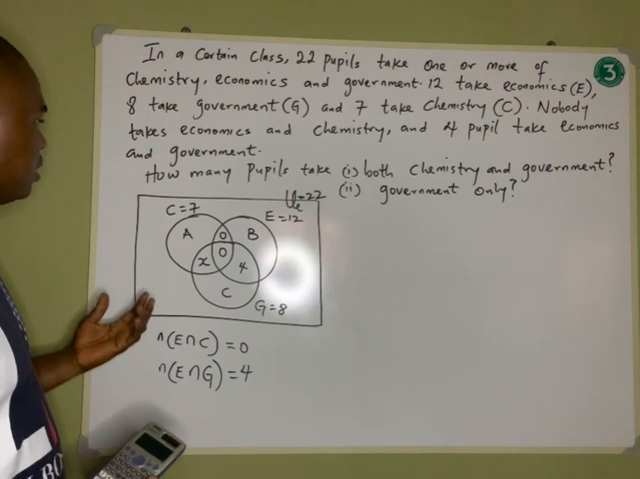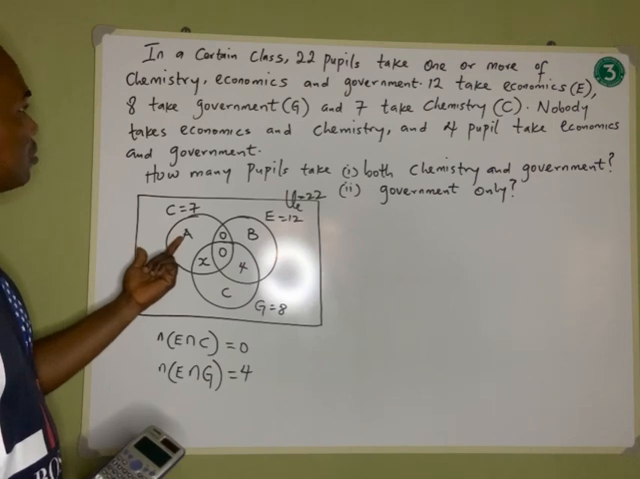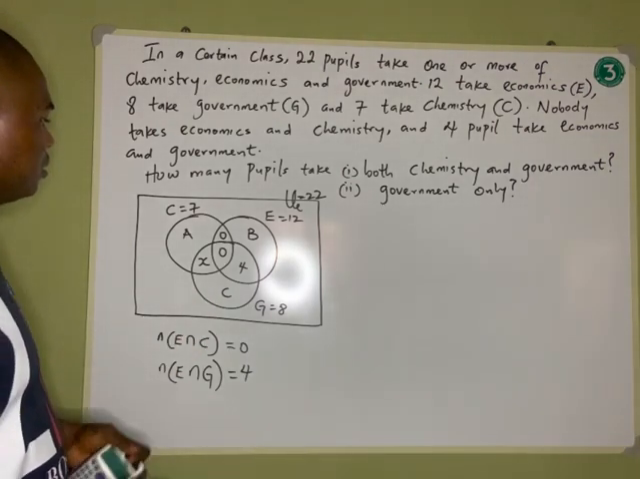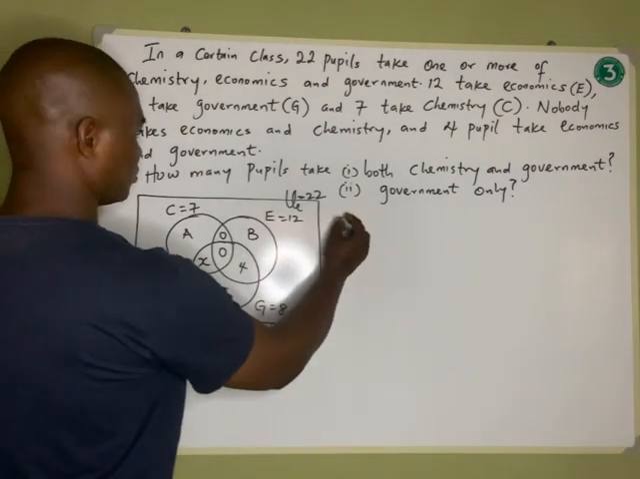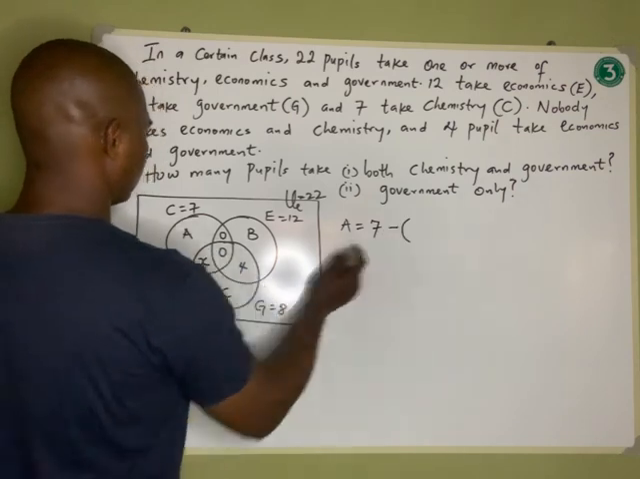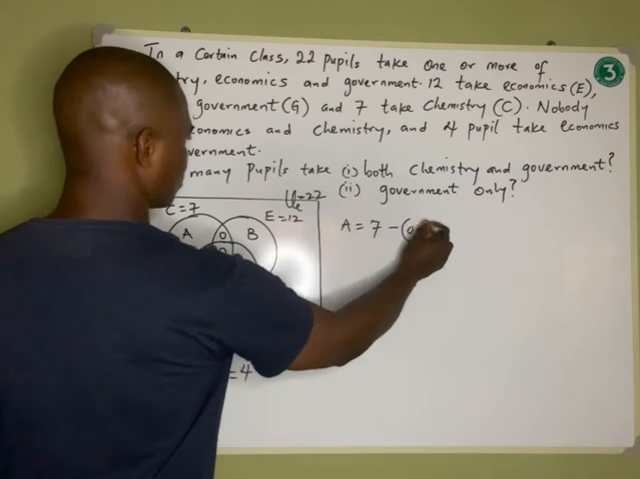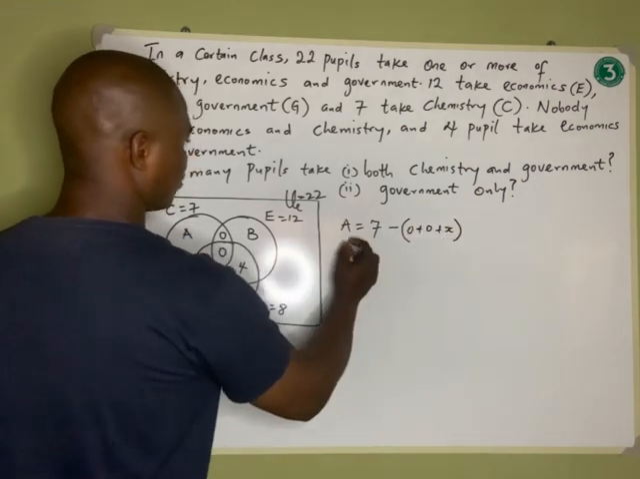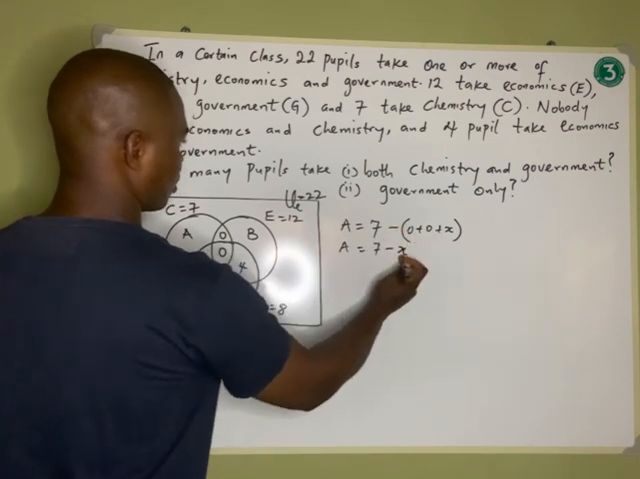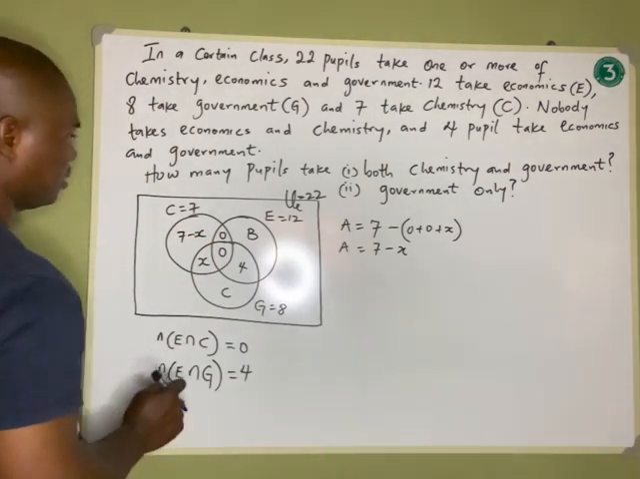The first thing we need to do is to get the number of pupils that take part in chemistry only, economics only, and government only. Now, how do we do that? This is my C now. I will have C, that is my A now, will be equal to 7 minus all the addition of all this in this set here. I'm going to have 7 minus (0 plus 0 plus x). At the end of the day, I will have A is equal to 7 minus, minus x. But if I multiply this, minus times plus gives me minus back, so I'm going to add this. Technically, this will be 7 minus x. Now, that is that. Now, let's look for B.